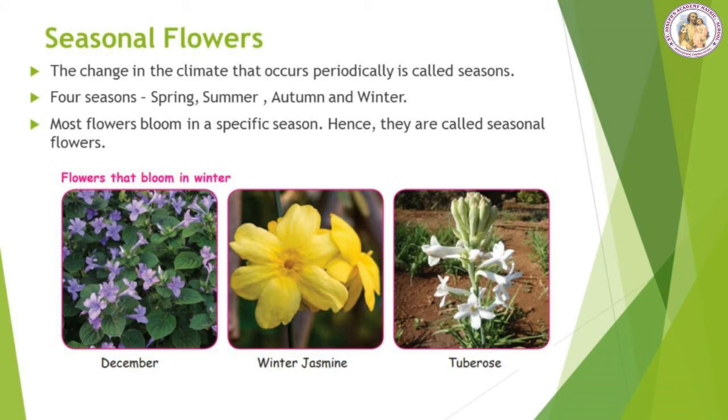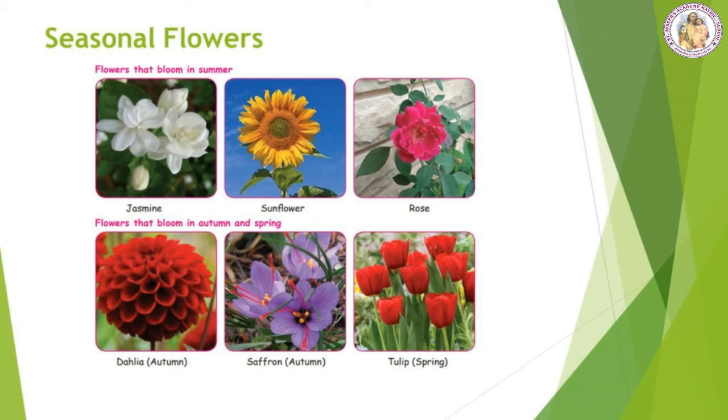Seasonal flowers. The change in climate that occurs periodically is called seasons. There are 4 general seasons: spring, summer, autumn and winter. Most flowers bloom in a specific season, hence they are called seasonal flowers. Flowers that bloom in winter are December, winter jasmine and tuberose. Plants that bloom in summer are jasmine, sunflower and rose. Flowers that bloom in autumn and spring are dahlia, saffron and tulip.